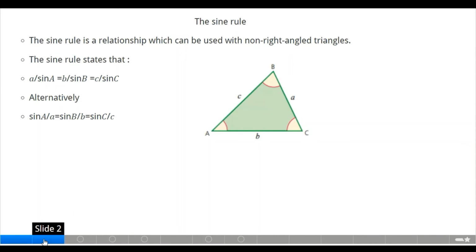Now the very first rule that we're going to be making use of is the sine rule. The sine rule is a relationship which can be used with non-right angle triangles. In the previous class, under normal trigonometry, we basically considered right angle triangles. So the sine rule is used for non-right angle triangles. The rule states that a over sine A equals b over sine B equals c over sine C. That is when you are calculating a side length. If you are calculating an angle, you can alternatively use sine A over a equals sine B over b equals sine C over c.